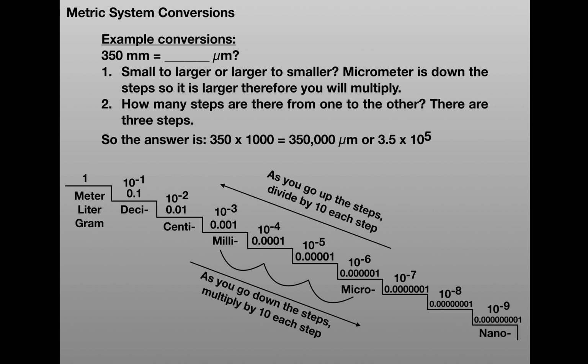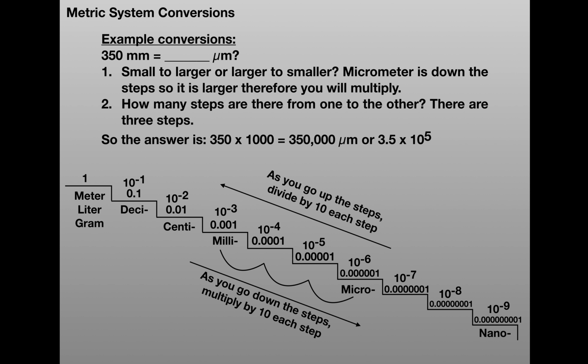All right, let's try one that's a little bit more complicated. Let's start with something that's big to small. Okay, so here we have 350 millimeters, converting these to micrometers. Since we will now be using smaller units of measurement, the answer will be getting bigger. Okay, so we're going to need to multiply. The question, of course, is how much are we going to need to multiply?